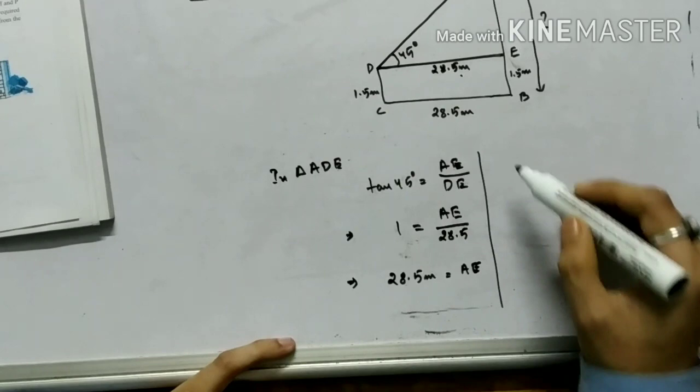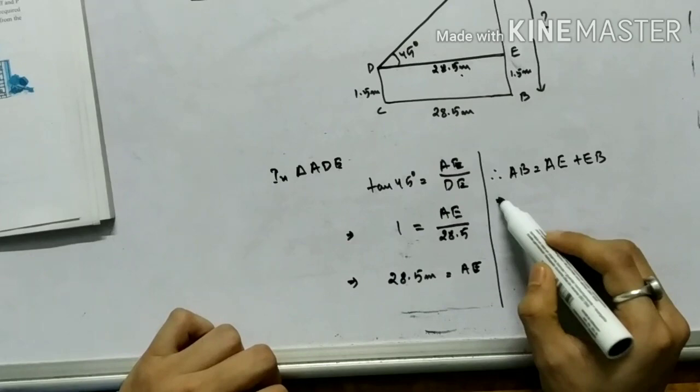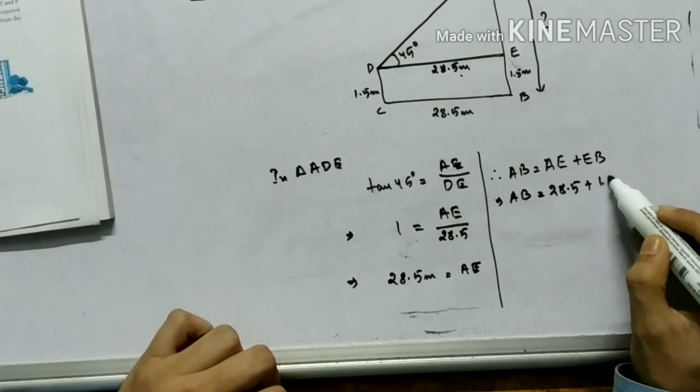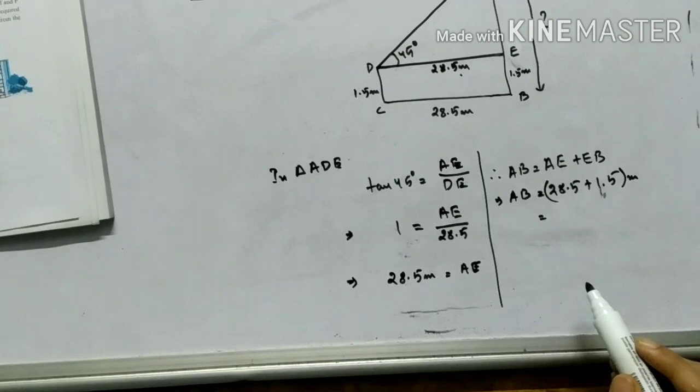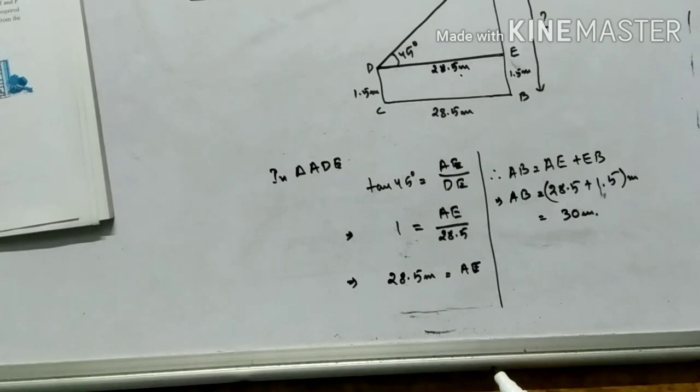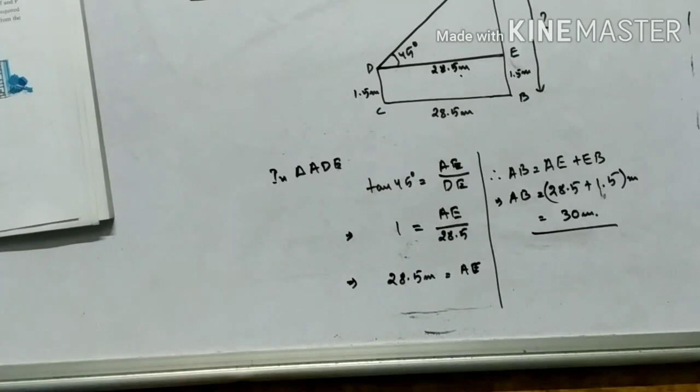So now the height of the tower, which is AB, is equal to AE plus EB. So AB is equal to AE value I got, 28.5, plus EB value, 1.5 meter. If you add 28.5 plus 1.5, you will get the value 30 meter. So what is the height of this chimney? The height of this chimney is 30 meter. Rest, whatever you need to write, it is given in your notes. You can check those notes.